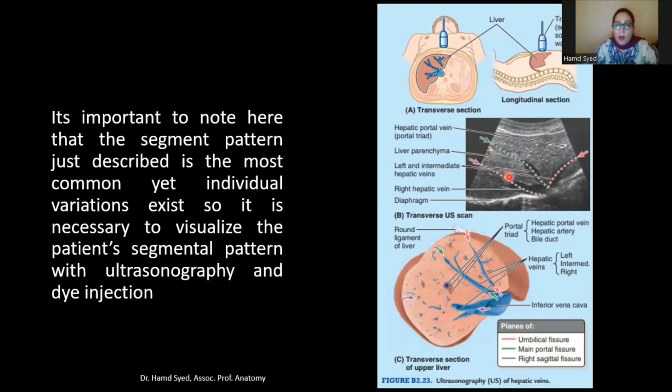So why are these hepatic veins visualized in an ultrasonograph? Even though we have described this general pattern of segmentation of the liver, keep in mind there are many individual variations. So before performing surgery, it is necessary to visualize the patient's segmental pattern with ultrasonography and dye injection. So over here, you can see the hypoechoic or the darker or black areas which are representing the precise location of the hepatic veins.